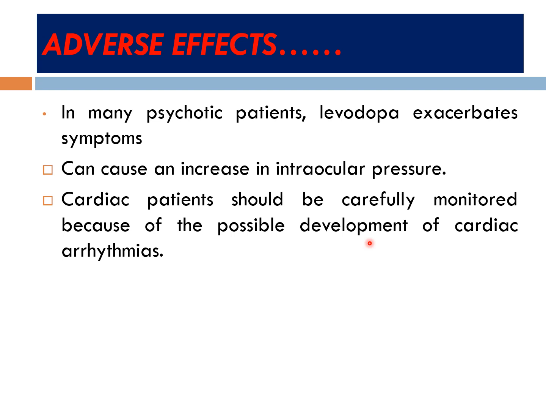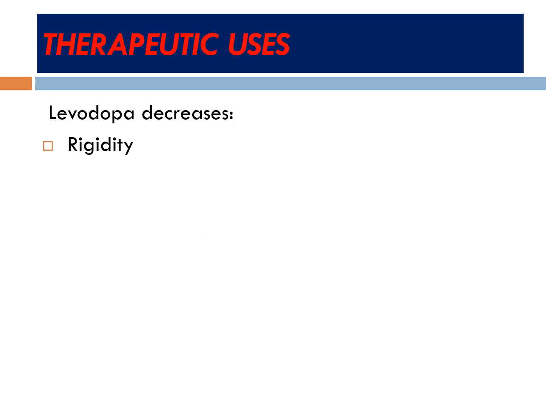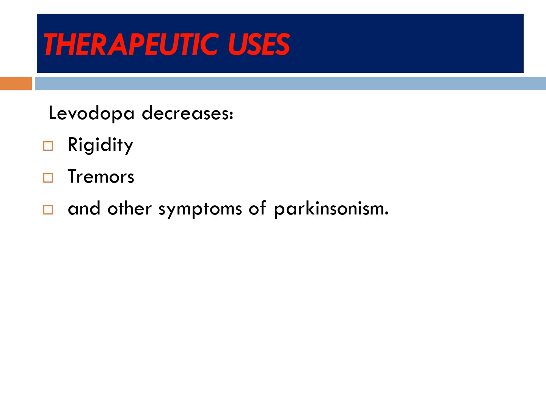So levodopa's mechanism, the rationale to combine levodopa with carbidopa, and its adverse effects, altogether, all are very important university questions. So we basically contraindicate the antipsychotic drug in a patient who is also a diagnosed case of Parkinsonism. And for therapeutic uses, levodopa is used for the treatment of Parkinson's disease, and especially it decreases the rigidity, tremors, and other symptoms of Parkinsonism.